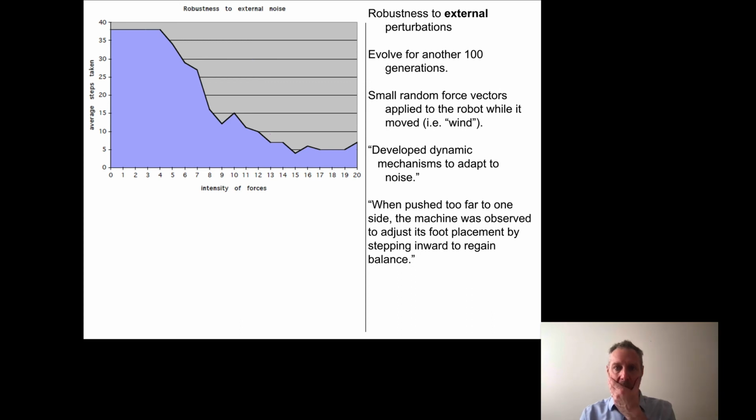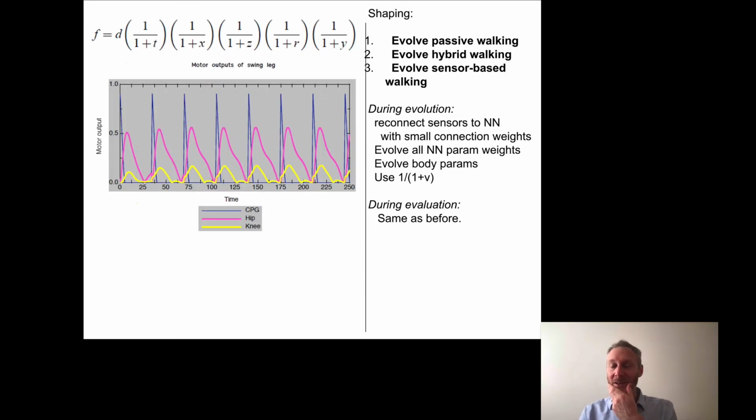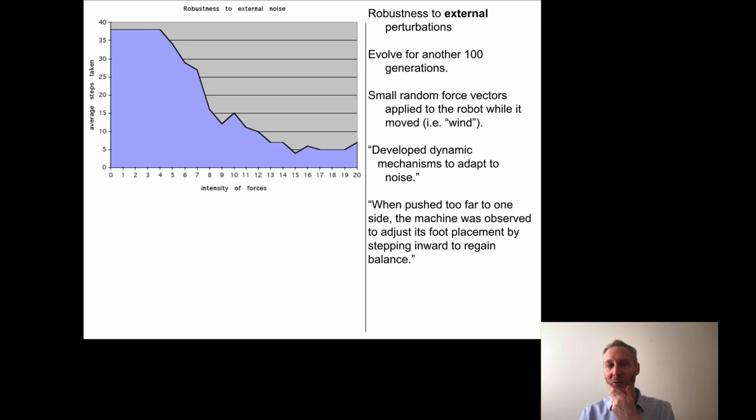Okay. So that's phase 3. As I mentioned, there's a lot in this experiment. They actually continued on to a 4th phase. In this 4th phase, they continued evolving for another 100 generations. But in this 4th phase, they added in wind.